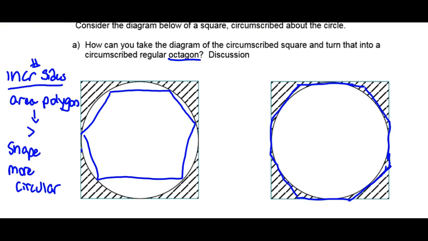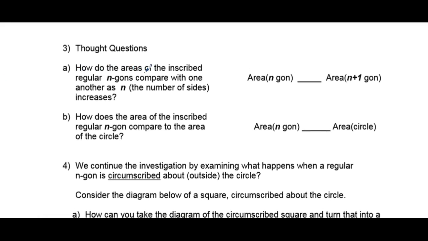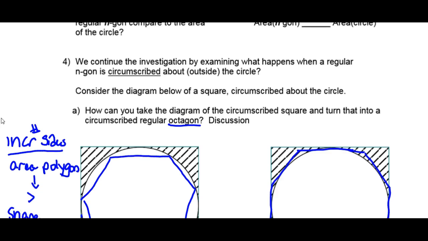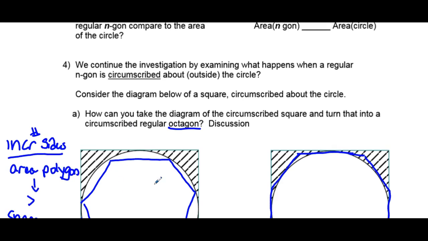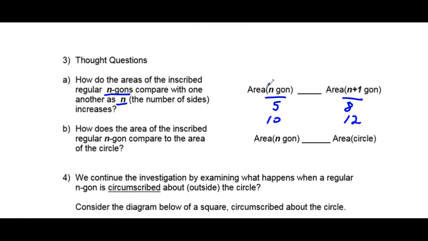So let's go back up here and answer these questions. How do the areas of the inscribed regular n-gons compare with one another as n, the number of sides, increases? An n-gon is just a polygon of n sides, n being any number. So the area of an n-gon compared to the n plus 1 gon. For instance, a 5-sided figure compared to an 8-sided figure, or a 10-sided figure compared to a 12-sided figure. Well, we said the area increases with the number of sides, so the n-gon's area will be less than the area of the n plus 1 gon.